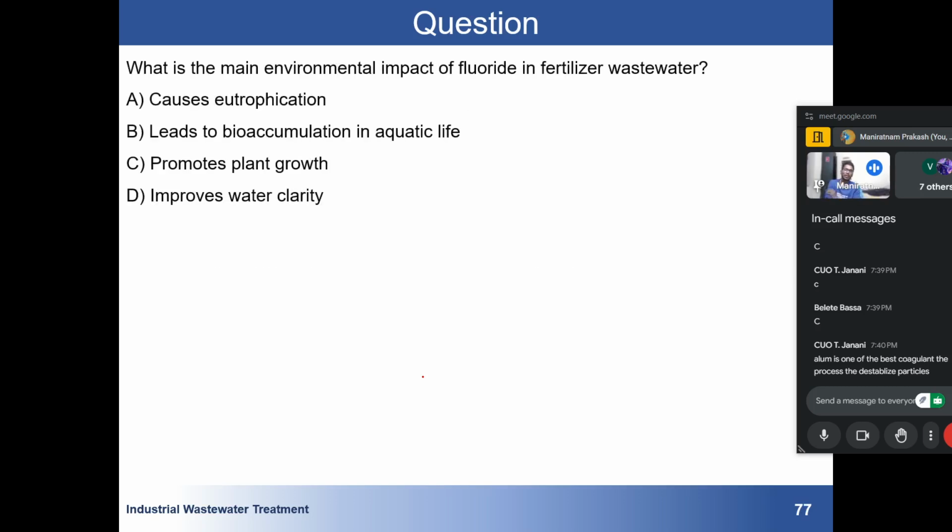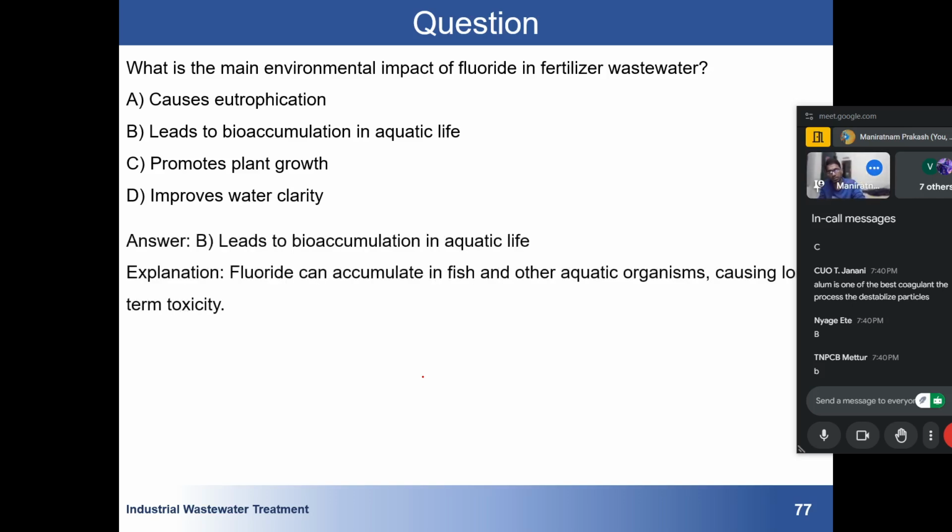What is the main environmental impact of fluoride in fertilizer wastewater? Environmental impact. B. Yes, it leads to bioaccumulation in aquatic life. What does it cause to humans? High amount of fluoride, what does it cause? Can anyone answer it? If we start drinking water containing a high amount of fluoride, what will happen to us? Human. Effect in teeth.